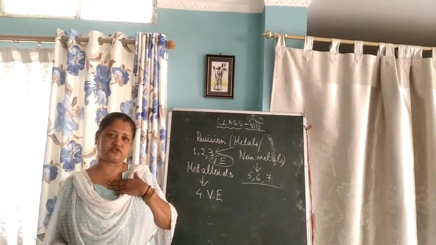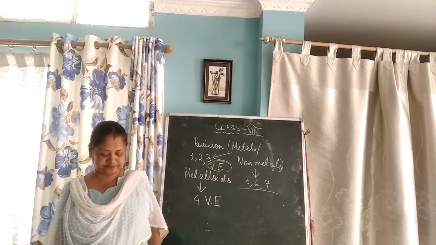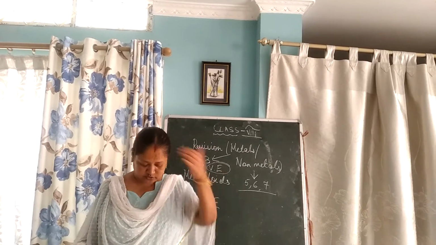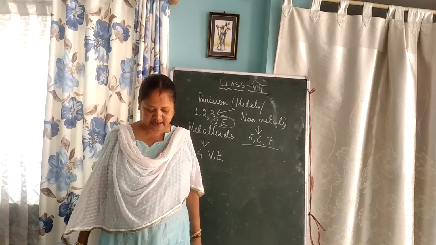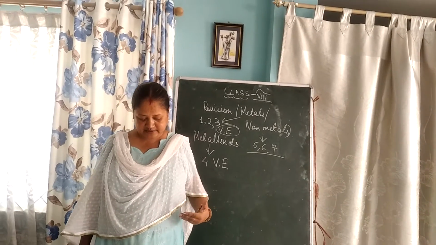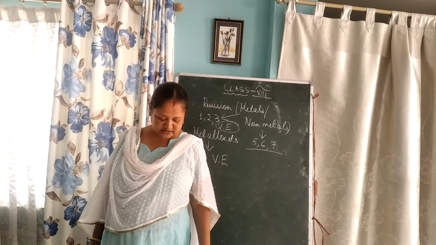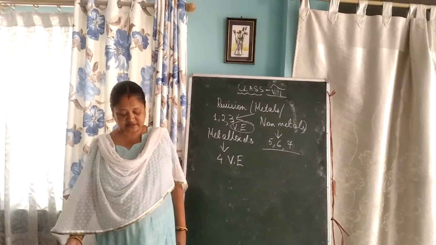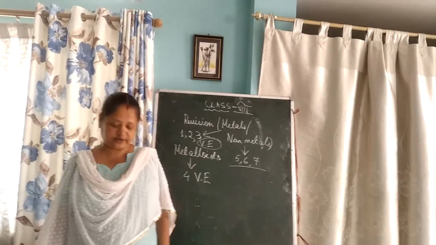That means the octet is complete for the noble gases. And those noble gases with 4 valence electrons do not form ions and cannot really be classified as metals or non-metals. Since they are gases, they show the physical properties or characteristics of gases.